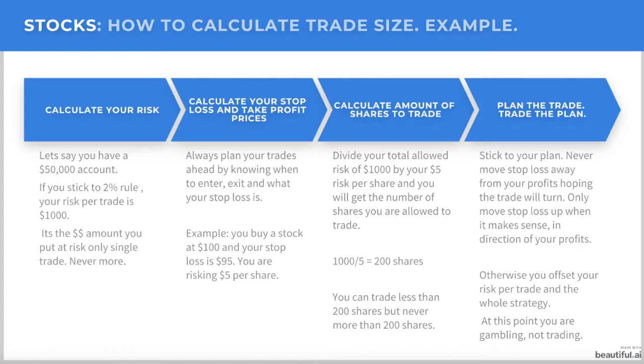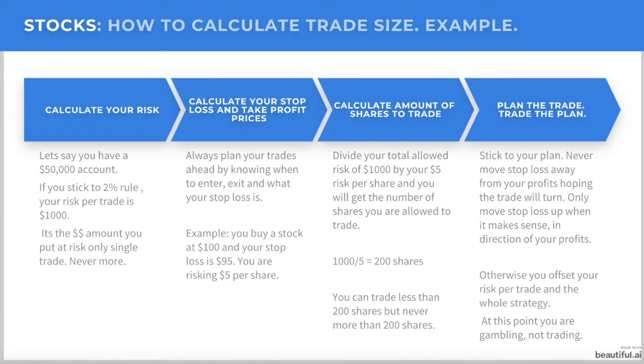Let's take a look at how to use this rule to calculate our trade position. We're going to use stocks in this example. First thing we need to do is to calculate our risk. Let's say that you have a $50,000 account. If you stick to the 2% rule, your risk per trade is $1,000. It's the dollar amount that you're allowed to put at risk on any single trade, never more.